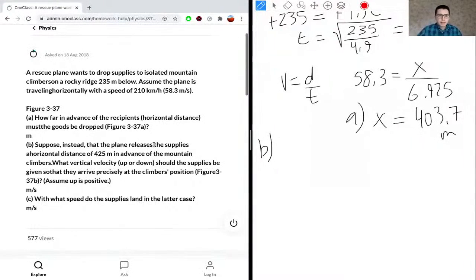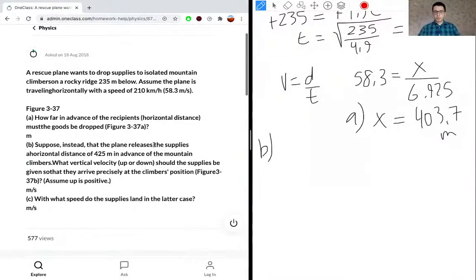Suppose instead that the plane releases the supplies a horizontal distance of 425 meters in advance of the mountain climbers. What vertical velocity, up or down, should the supplies be given so that they arrive precisely at the climber's position? So we can see we're dropping it 425 meters away in the scenario in B. For it to get to the climber in the scenario in A, we have to be 403 meters.